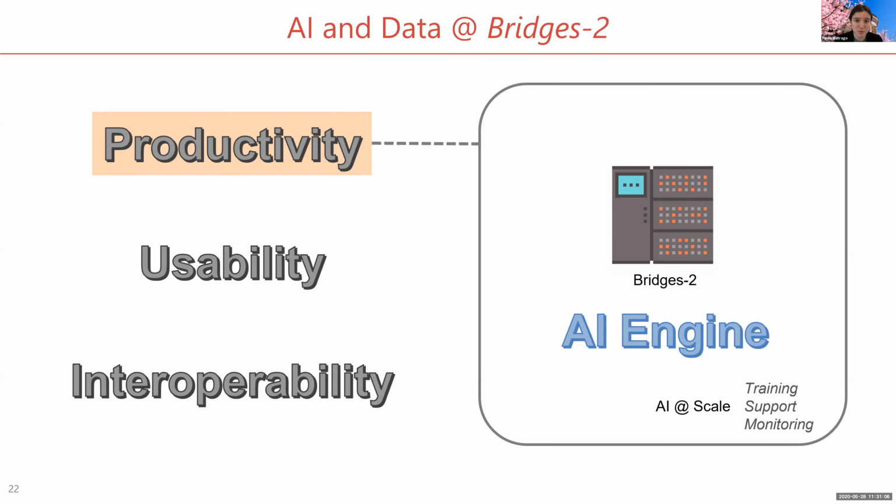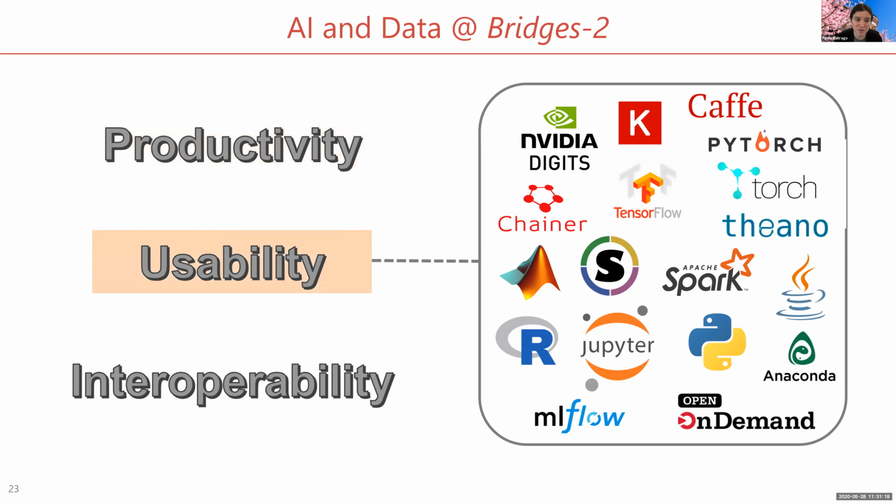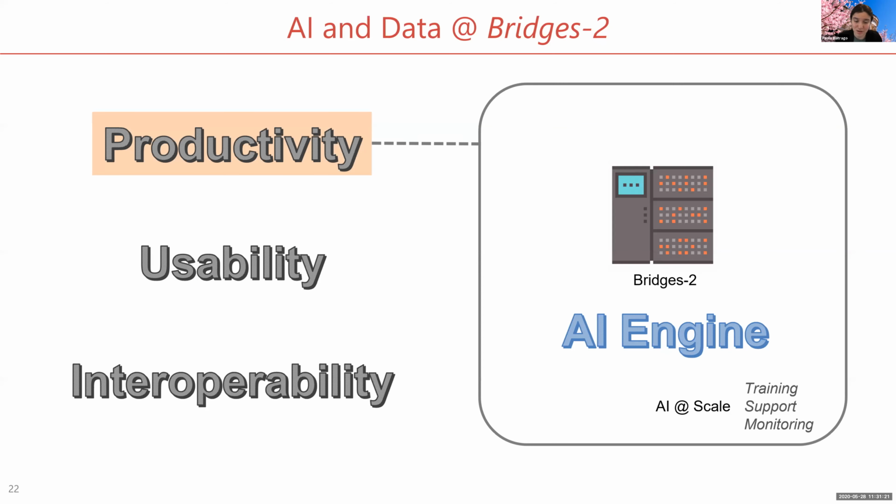All in all, Bridges will be able to function as a big AI engine. We will focus on enabling users to run AI at scale where pertinent. This is a big focus for Bridges-2. This means we will make sure necessary tools are available. We will offer training and specialized user support and monitoring tools where needed to be able to have our AI users transition into large scale deployments.